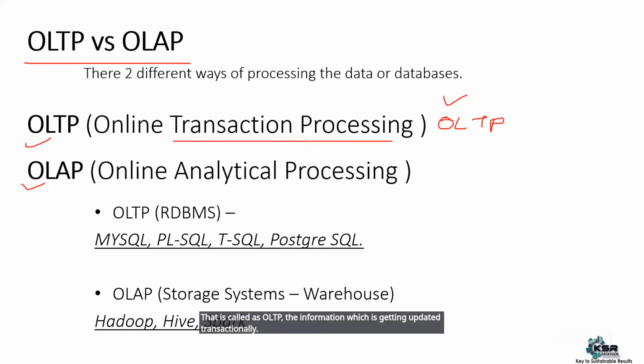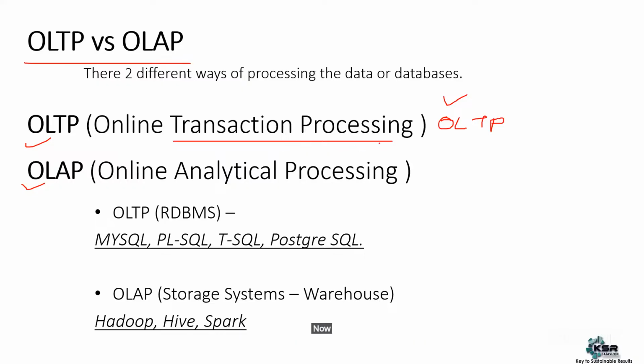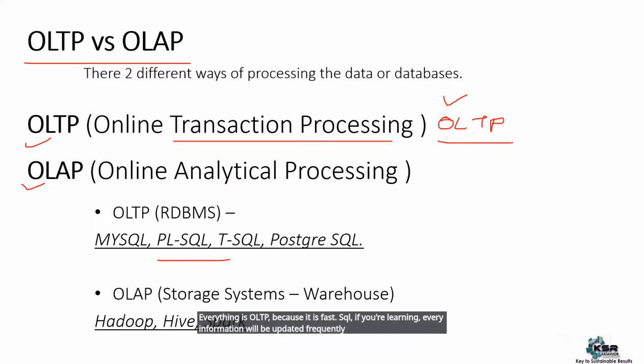If there is a transaction happening, it should immediately update that information. That is called OLTP. Now, whatever programming language we would be discussing in terms of SQL, everything is OLTP because it is fast. If you're learning SQL, every information will be updated frequently, at that particular time interval. That is the reason it is called OLTP, online transactional processing.